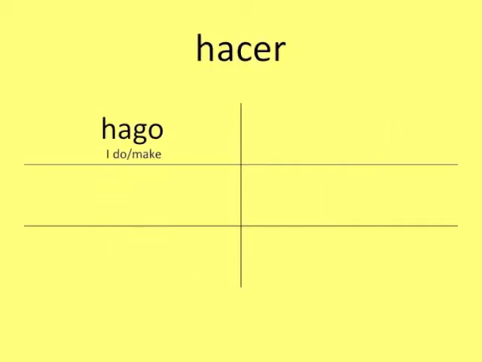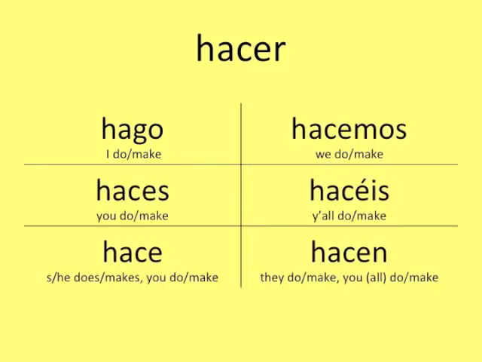The next go verb we're going to look at is hacer. And to form the yo form of hacer, rather than just dropping the ER ending that we would traditionally do, we're going to take off the C as well. So for the yo form, our stem is just the HA. And then we're going to add the irregular go ending to form hago, I do or I make. The remaining 5 forms of this verb are completely normal: haces, hace, hacemos, hacéis, and hacen.